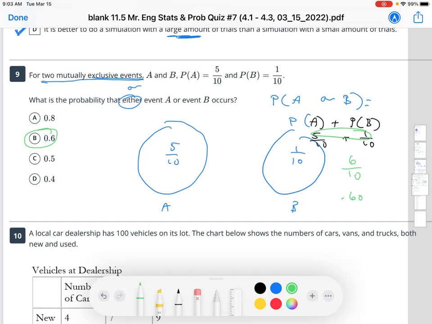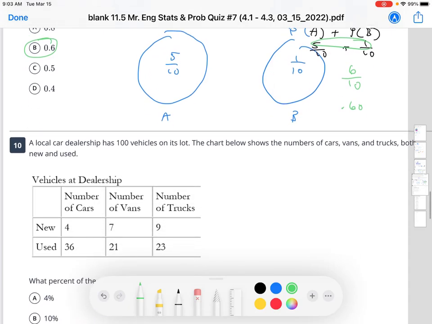Now, if there was an overlap, if they didn't tell us for two mutually exclusive events, they might say the probability they're overlapped, then we would subtract that, or the double counting.